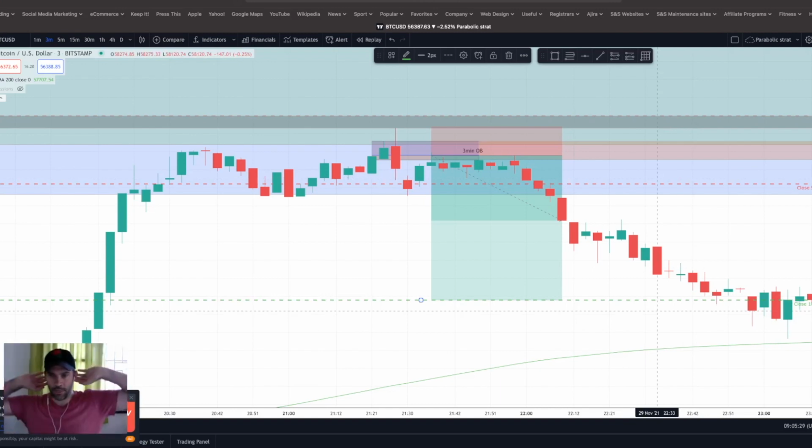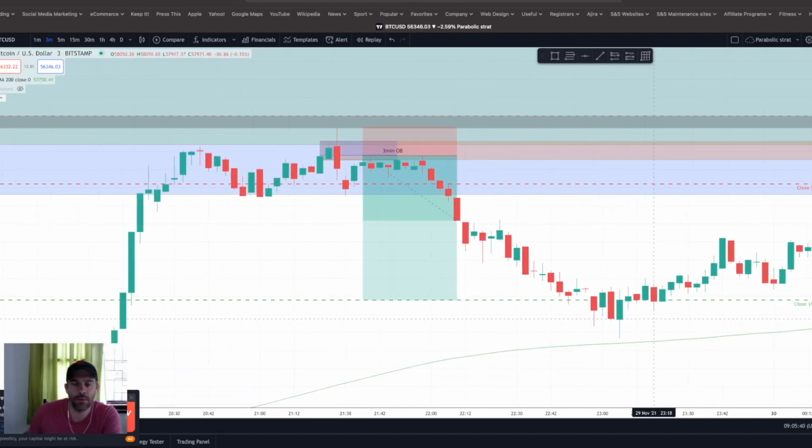We have hit our 3R. So that was a nice little trade. I've not traded Bitcoin, but if that's how it goes, maybe I should start looking at it. The thing with Bitcoin, I'm not sure on the spreads. I've never traded it, so I don't know if going down to a 3 minute is even possible, but just purely based on my set of rules and the order block strategy that I am using, that was a nice little trade.